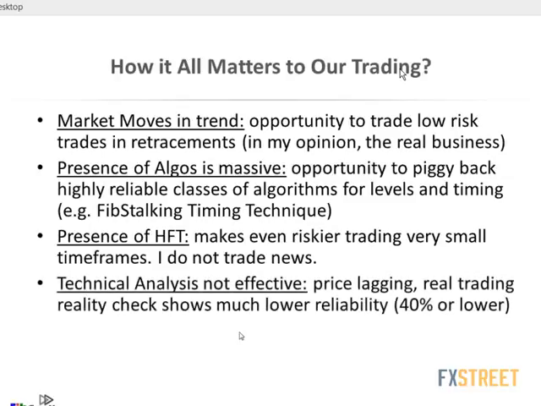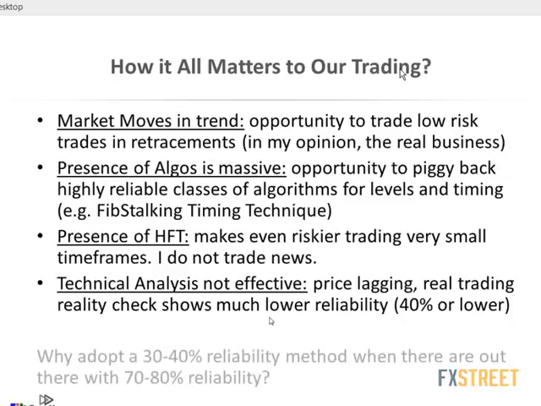I don't believe traditional technical analysis is effective, and the reason is that the indications you can get from traditional technical analysis lag price, and when you do a real trading reality check, it shows very low reliability, 50%. When you add mistakes, cost of trading, slippage, and so on, you can go down to 40%. That's the reason why 95% of people lose money in the market. So why then adopt a 30% or 40% reliability method when we can study algorithms at 70 or 80% reliability?